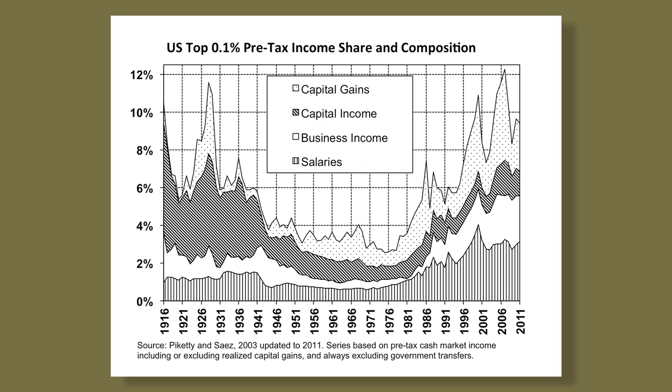Another aspect that is important to emphasize is the change in the composition of top incomes over time. This chart shows you again the top 0.1% income share, but it decomposes it in every year into various components, such as realized capital gains, capital income, typically dividends and interest income, business income, that is part labor income and part returns on the assets of your business, and wages and salaries.